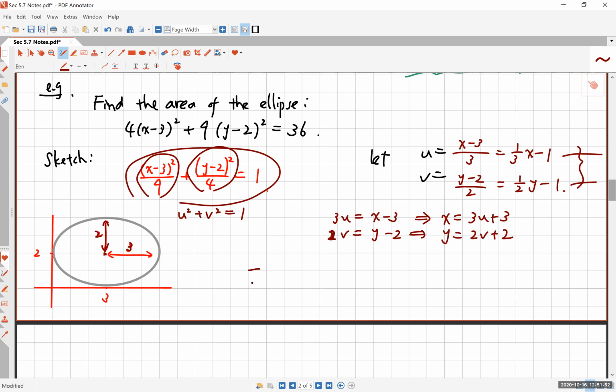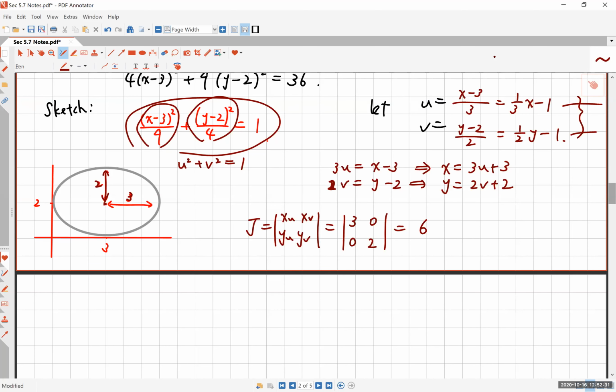Can you find the Jacobian now? Sure, the Jacobian, remember, is x_u, x_v, y_u, y_v. And so this is 3. And of course, x has no v included, so this will be 0. And then y_u, well, y has no u, but y has 2v, so this will be 2. And the determinant is actually 6, right? That is the Jacobian. Hopefully you got that far.